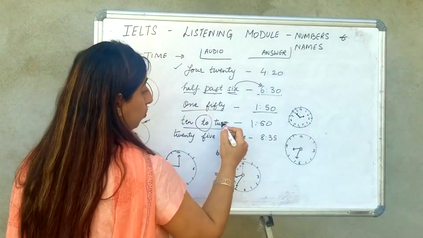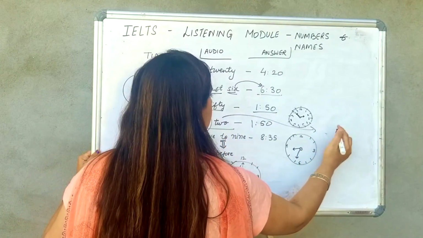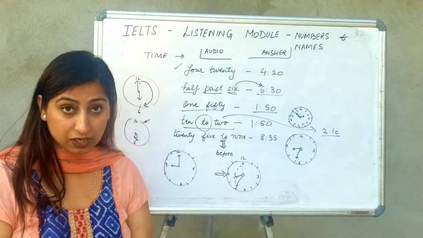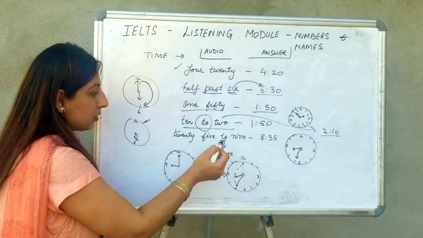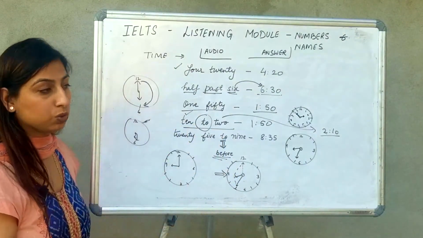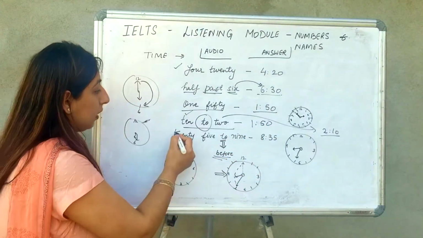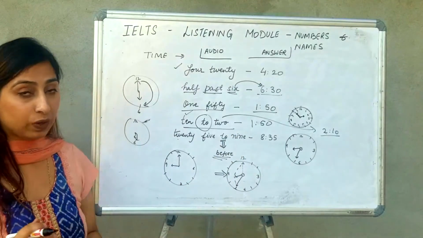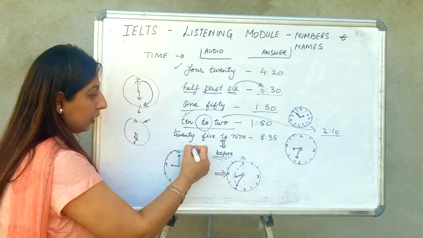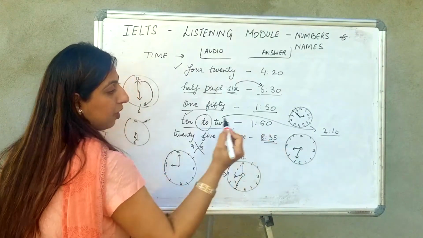Sometimes we confuse it or we incorrectly write it as 2:10. So it is incorrect. Be careful. 2 means before, so still 10 minutes are there for 2. So that means it is 1:50. Similar example, 25 to 9. That means 25 minutes are still left for 9. This does not mean 9:25. It is incorrect. The answer is 8:35.